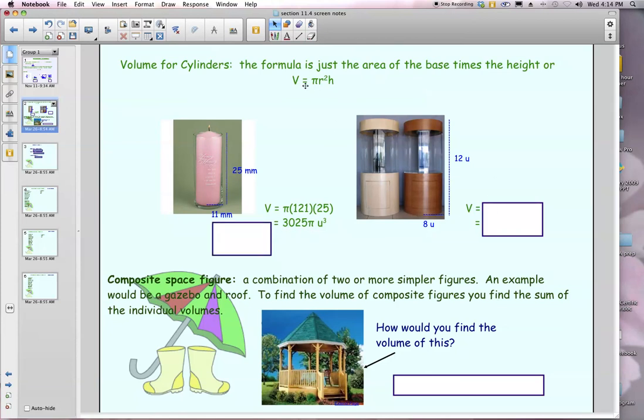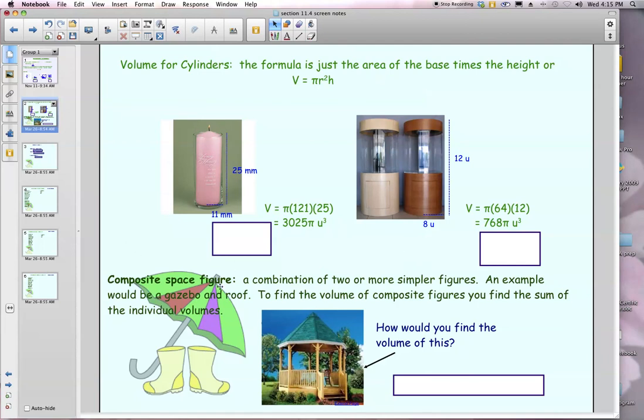Same thing here, we will take pi times 8 squared, which is 64, times the height, which is 12. That gives us 768 pi cubed units, or we could multiply that out and get a rounded answer.